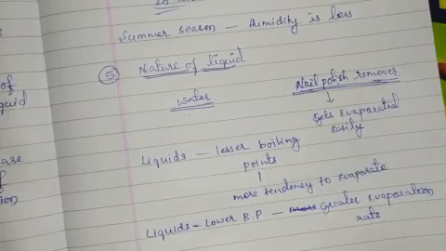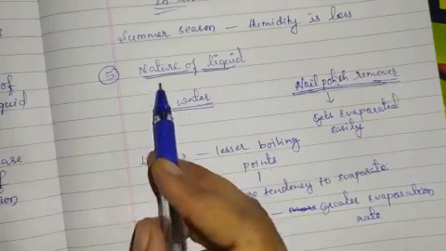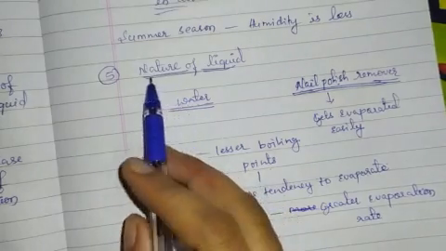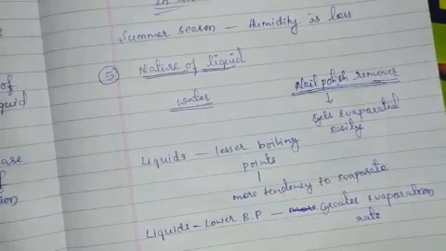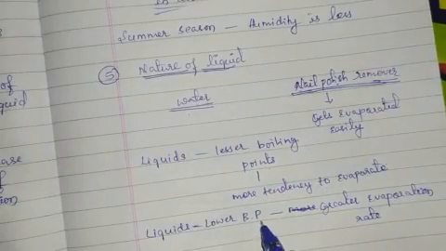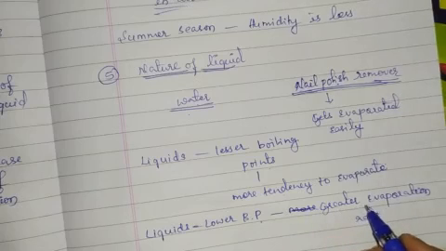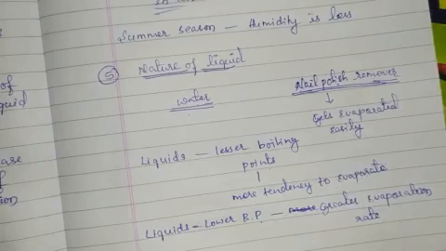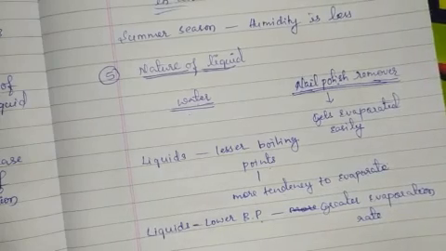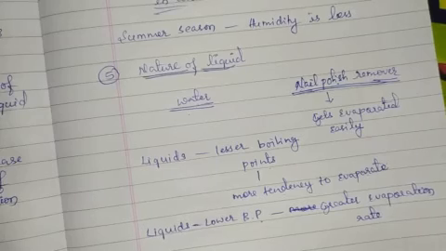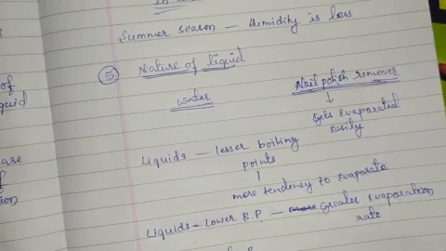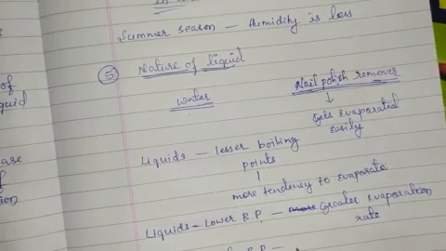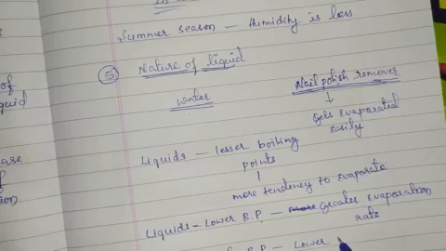The rate of evaporation also depends on the nature of the liquid. The liquid with lower boiling point will have more tendency to evaporate, or it has a greater evaporation rate. The liquids with higher boiling point will have lower evaporation rate.